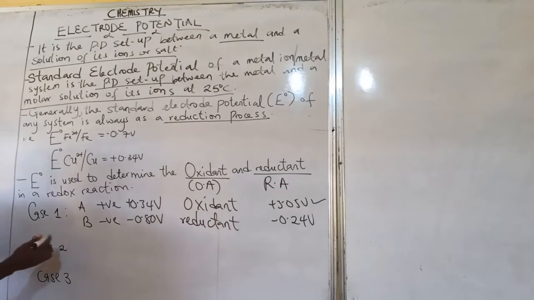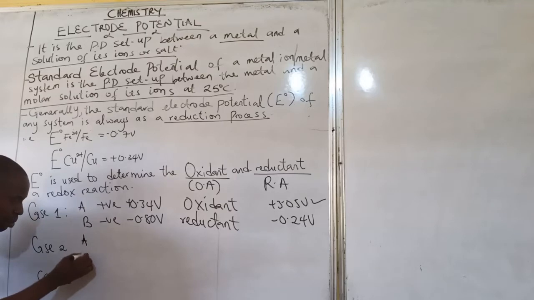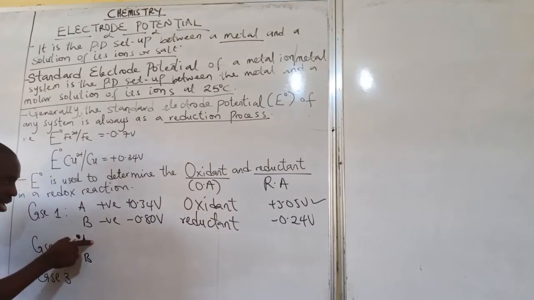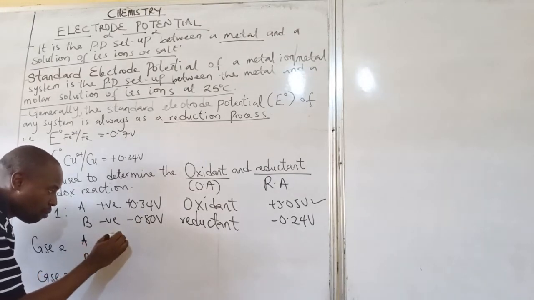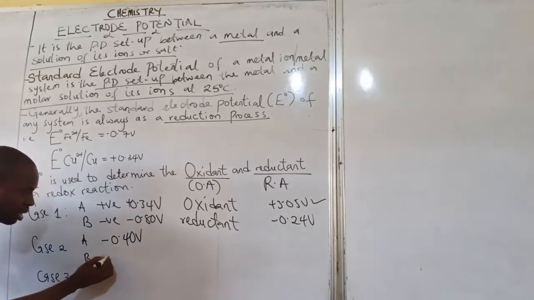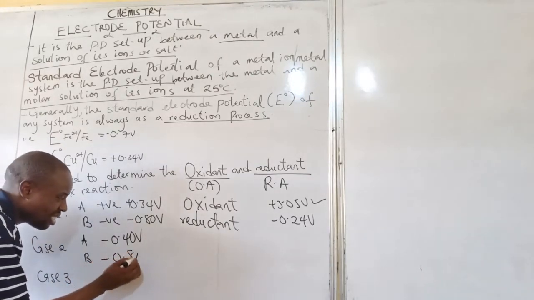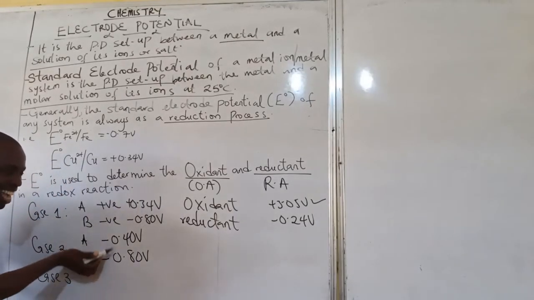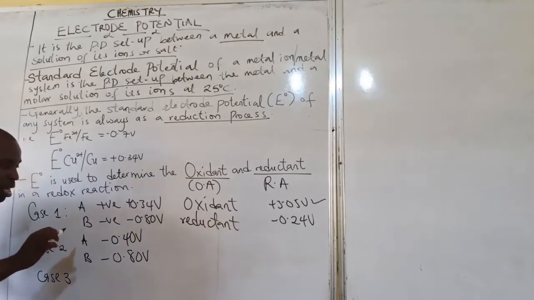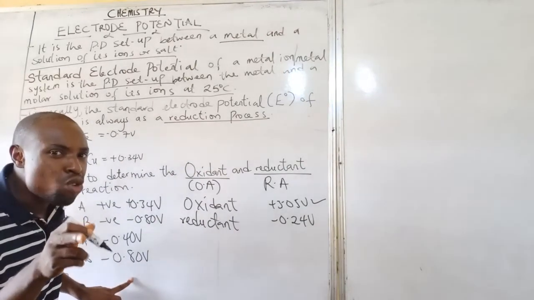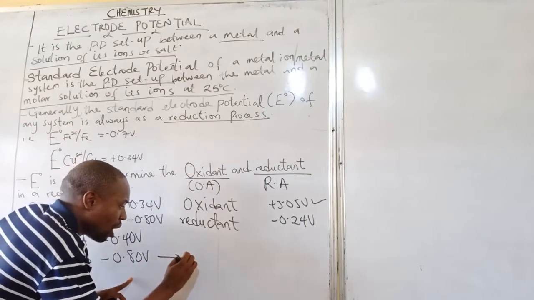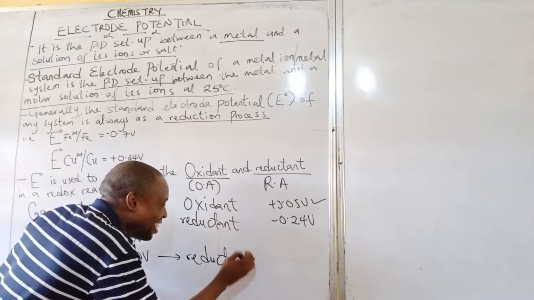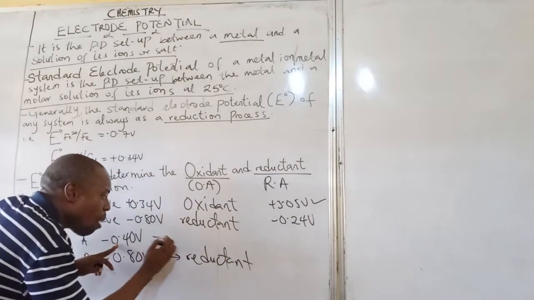I move to case 2. In case 2, I can be having both to be negative. Let's say, for example, I'm having A again, I'm having B, two substances. A is minus 0.40 volt, and B is minus 0.80 volt. When the two species are negative, take note, the more negative will be the reductant.